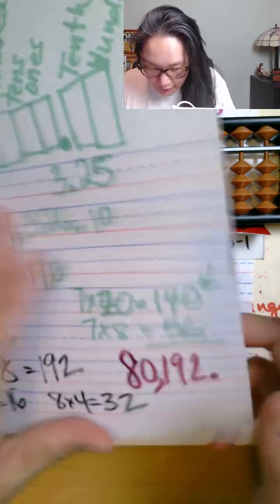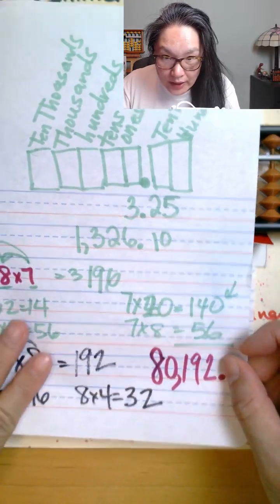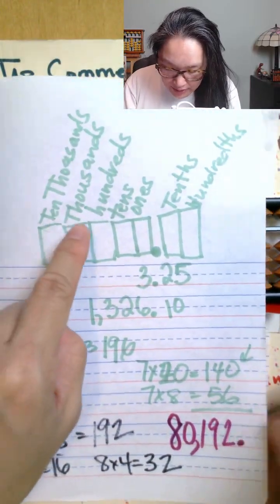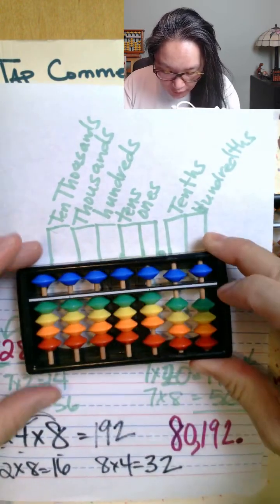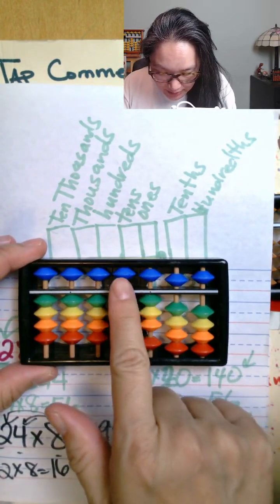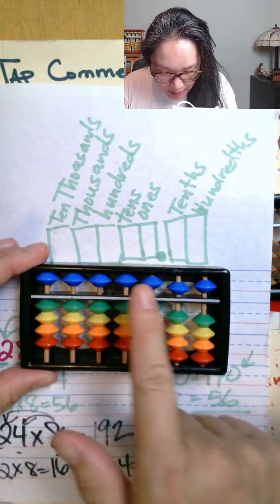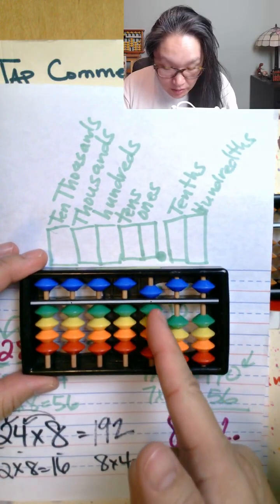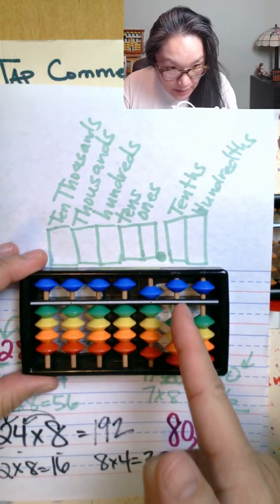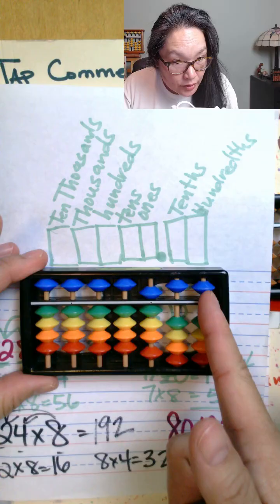Just like we have our place values, ones, tens, hundreds, thousands, 10,000s, it'd be the same thing here. And then my decimal would be right here between the ones and the tenths. And then this is my 10 and this is my hundreds.